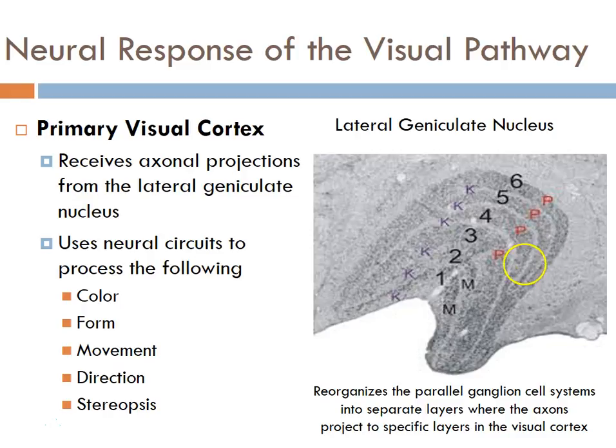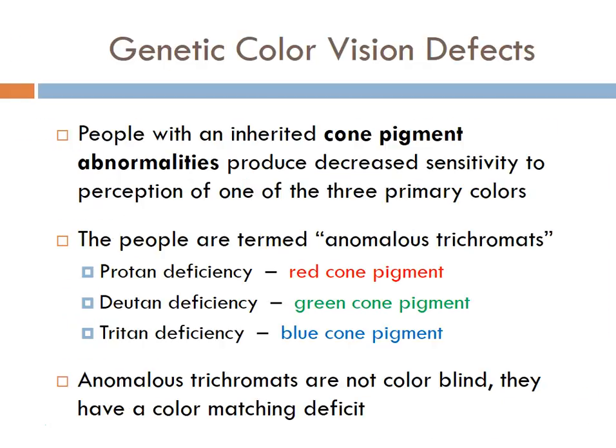So that's interesting to remember and important to know as we get into it, when you're trying to figure out what's going on and where the site of the damage is. It's important to know how these retinal cortical pathways are organized, and then reorganized as they go through the lateral geniculate nucleus.